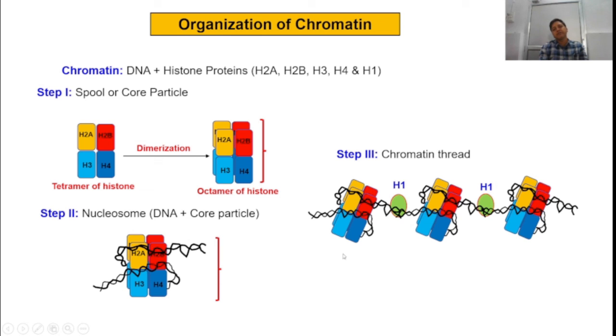When different nucleosomes are associated, they form a chromatin thread, and this is a 10 nanometer fiber. These nucleosomes are associated with each other with the help of H1 histone, which is also known as linker histone. When this histone thread is condensed, it forms chromosomes, and when the chromosome is decondensed, the chromatin fiber structure is restored.